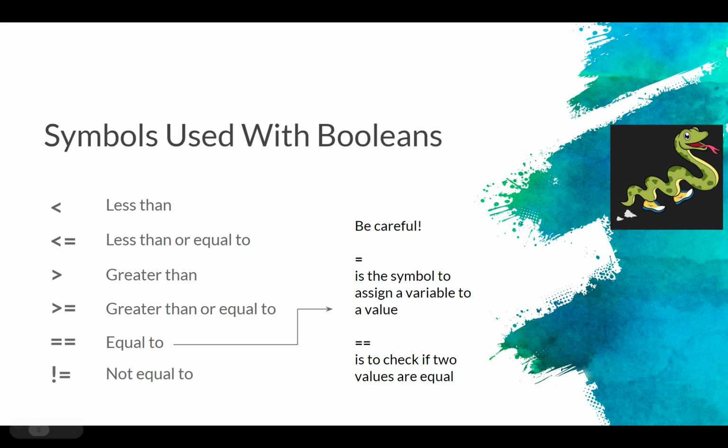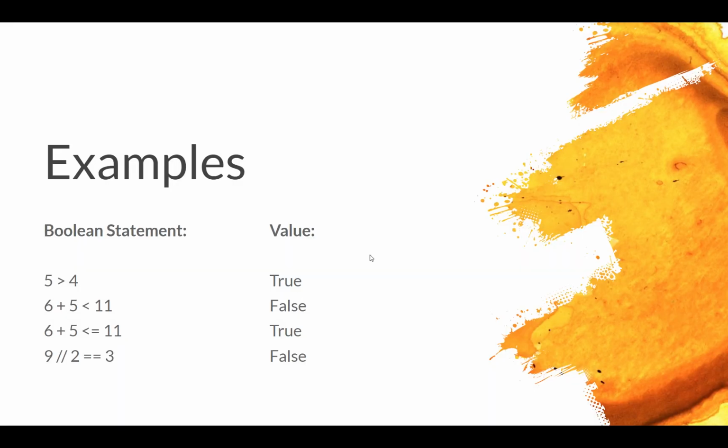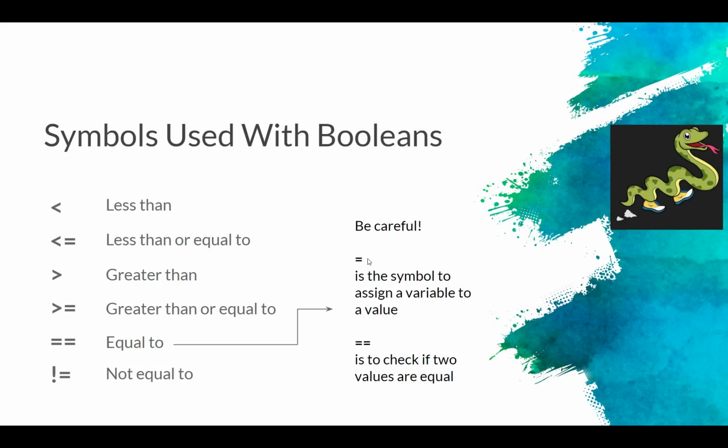Equals equals is equal to, and the reason there's two equals there is because when we do equals, one equal, that's assigning a value to a variable.